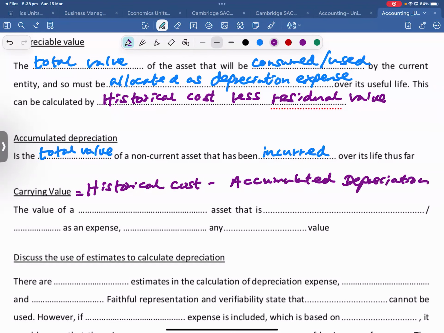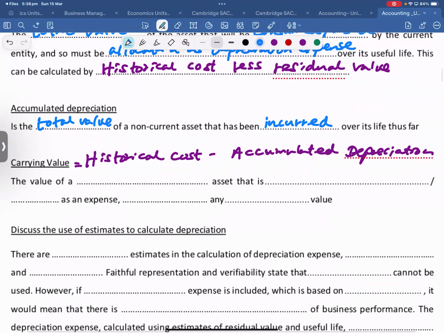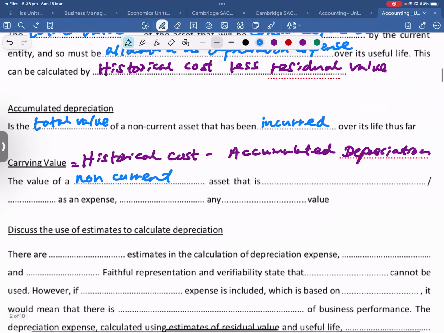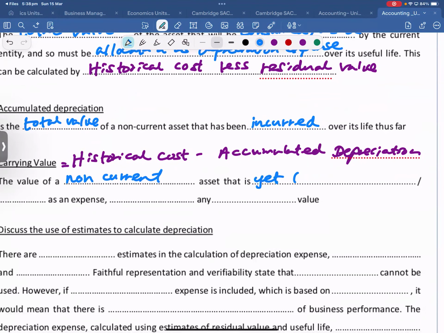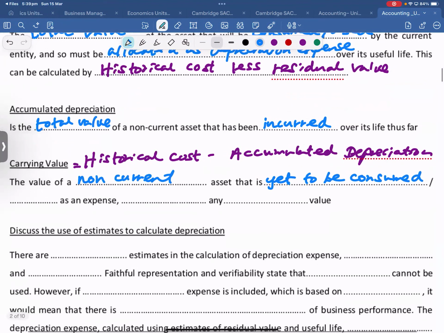Okay. So what is the definition for that one? The value of a non-current asset that is yet to be consumed or used as an expense plus any residual value. So that is what the carrying value is: the amount of the non-current asset that is yet to be incurred or consumed as an expense plus any residual value.